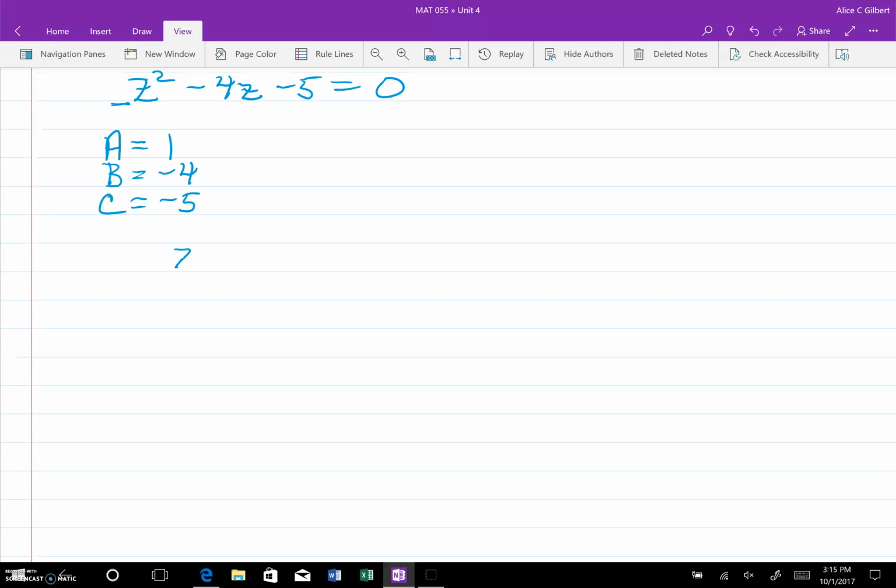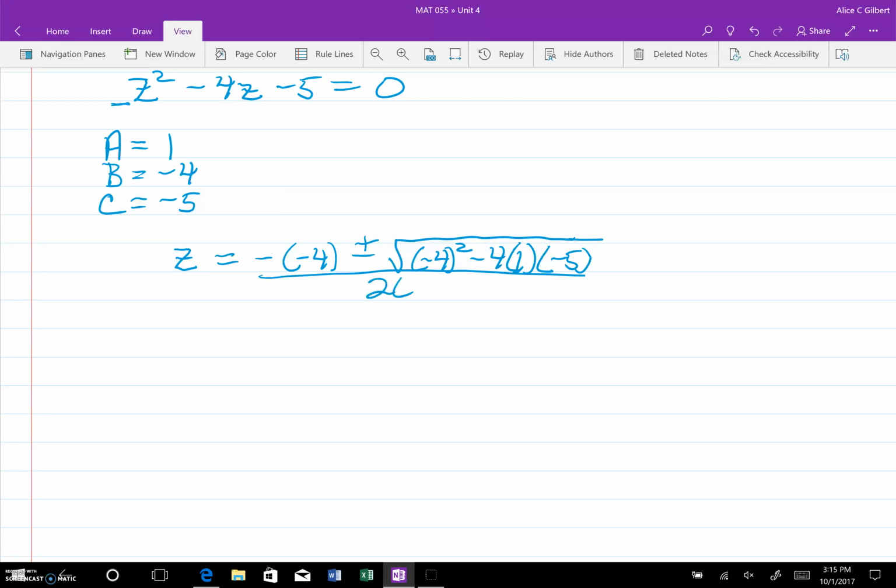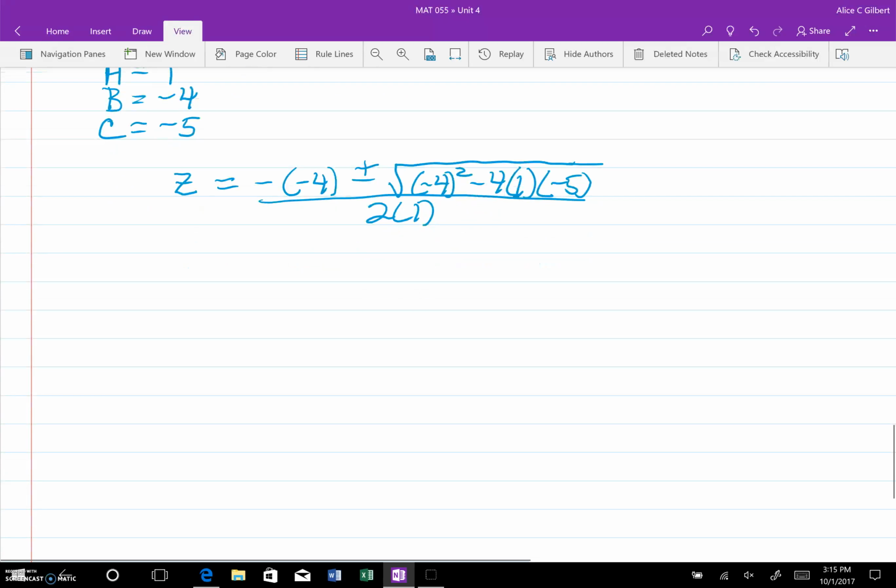So now I'm ready to put it into the quadratic formula. So z equals negative b plus or minus the square root of b squared minus 4 times a times c all over 2 times a. Okay. Now we just need to do the calculations. Negative times negative is a positive. Negative 4 times negative 4 is positive 16. Negative times a positive times a negative is a positive. 4 times 1 is 4 times 5 is 20.